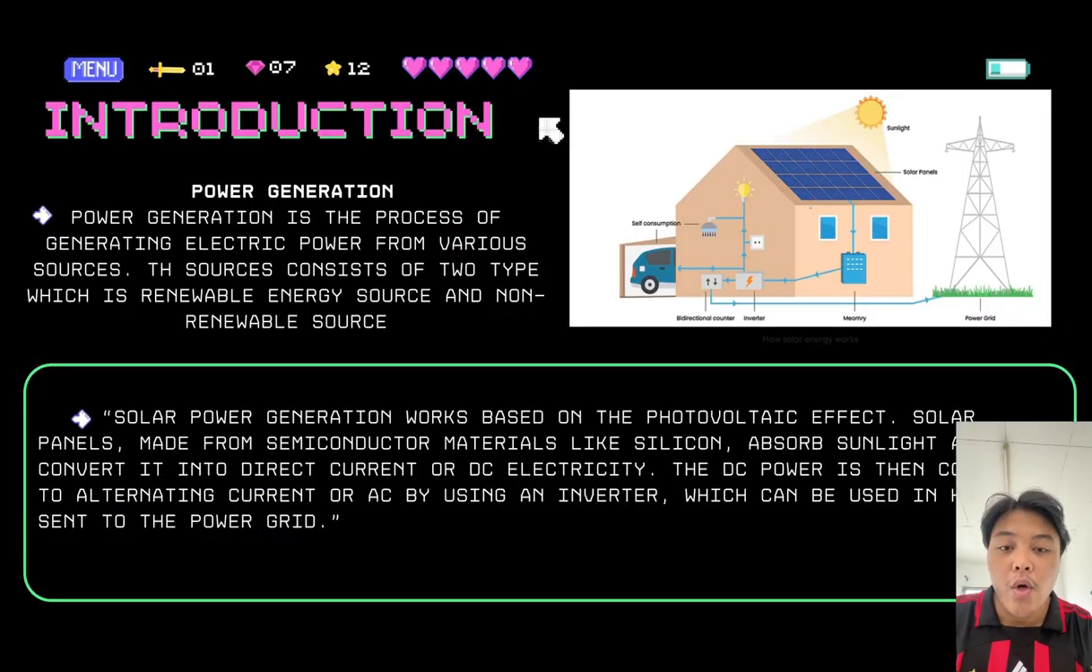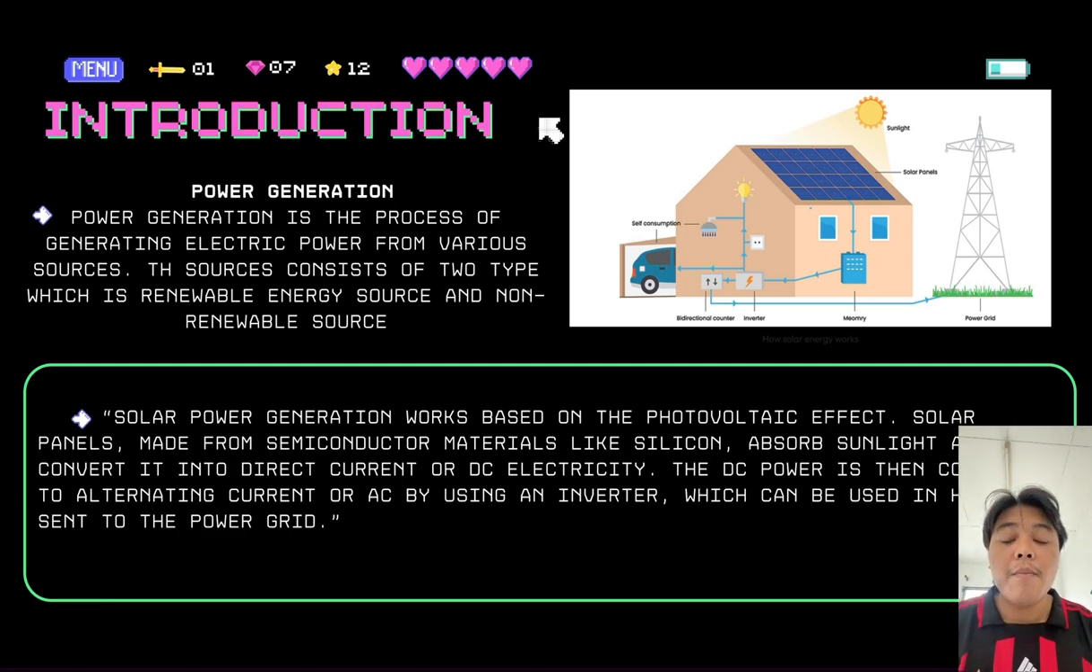In this video, we will explain about power generation using solar energy. Introduction of power generation. Power generation is the process of generating electric power from various sources. The source consists of two types, which is renewable energy source and non-renewable energy source.